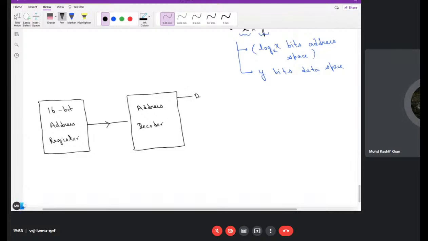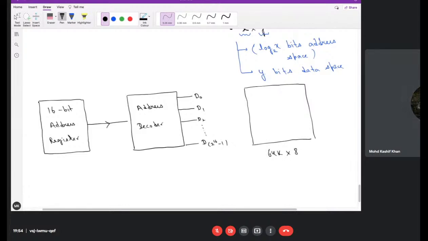So suppose this is D0. They have started with 0, D0, D1, D2. It will go up to D of 2 to the power 16 minus 1. Total 2 to the power 16 signals. And each signal, suppose this is a memory, okay? And suppose this memory is 64K cross 8, okay?